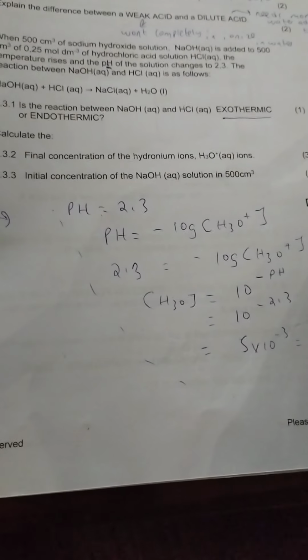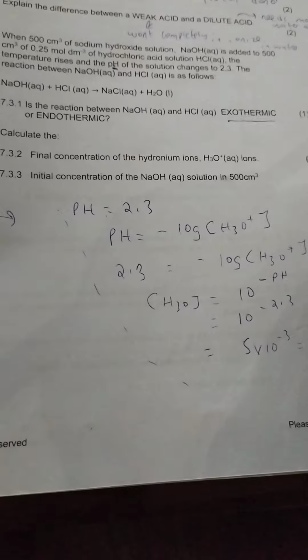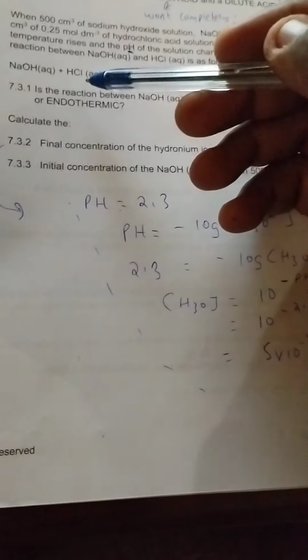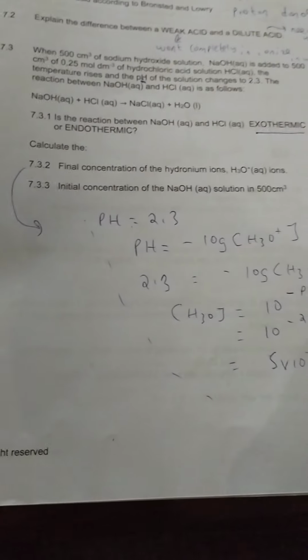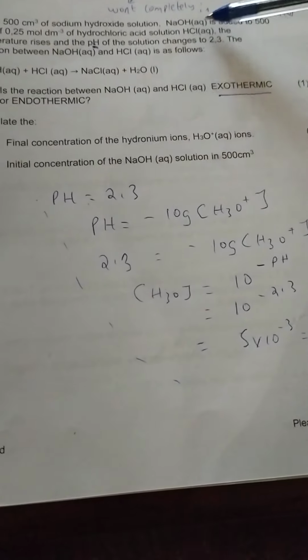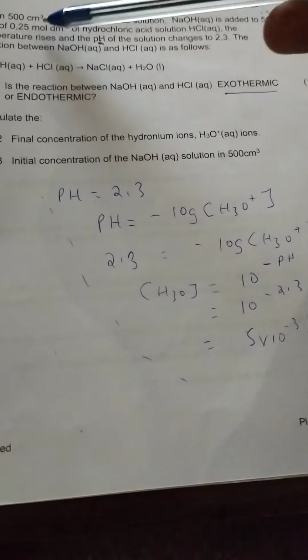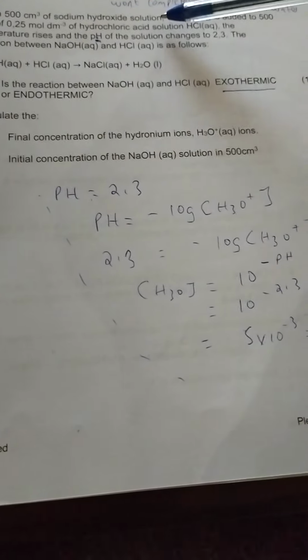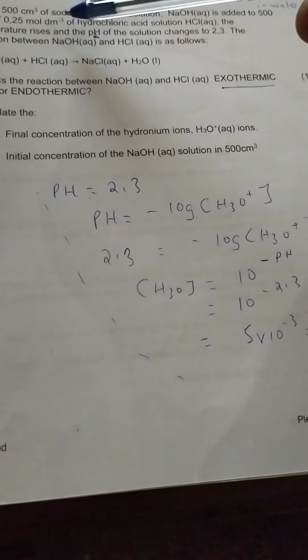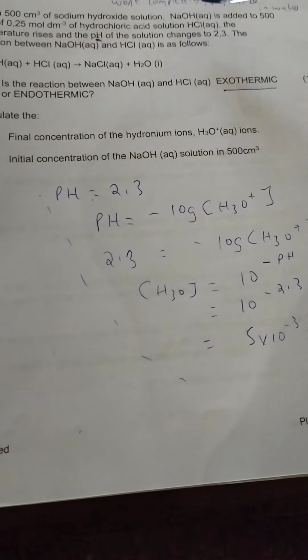Okay. First things first, they're asking us to find the initial concentration of NaOH. Remember that's NaOH there. There's also HCl. So they want us to find the initial concentration of NaOH. Now, can I find something about HCl? There's the volume of NaOH being added to 500. They give us the concentration of HCl there, which is 0.25. And then what is the volume? Remember the volume is 500. Meaning I can find the initial moles of HCl.